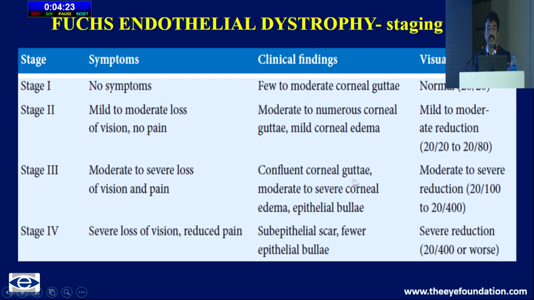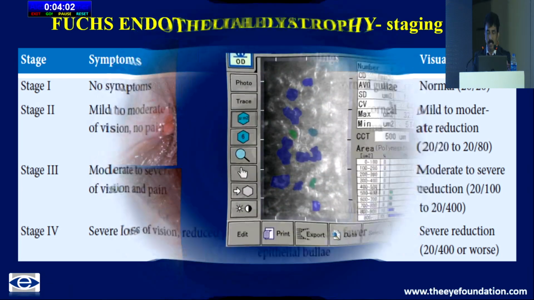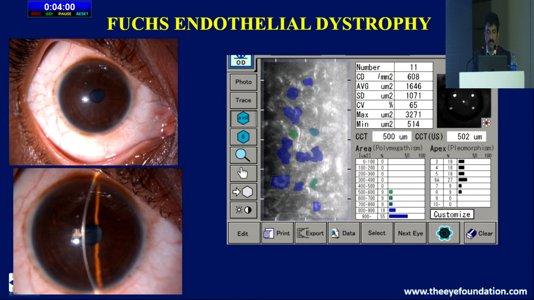Stage 3 and stage 4 are severe grade Fuchs endothelial dystrophy, and here you can see confluent corneal guttae, moderate to severe corneal edema, epithelial bullae, and moderate to severe vision loss. Stage 4 is a stage of scarring, subepithelial scar or fewer epithelial bullae in the periphery, and you can even see a panstromal scar in these cases. So the grading is important, and then you can decide about the type of surgery you want to go ahead with when you are combining with the phacoemulsification.